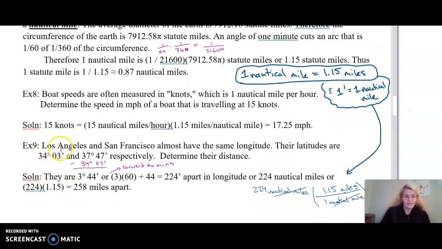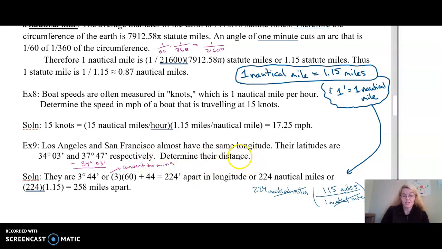So looking at number 9, we had just talked about longitude and latitude and what those mean. Los Angeles and San Francisco have almost the same longitude, right? Not exactly, they're not directly on top of each other, north on top of each other, but they're close enough for this example. Their latitudes, however, north to south, the horizontal lines across the globe, are very different. One is 34 degrees and 3 minutes, and one is 37 degrees and 47 minutes. So San Francisco is 37 degrees latitude, whereas Los Angeles is only 34 degrees latitude, respectively.